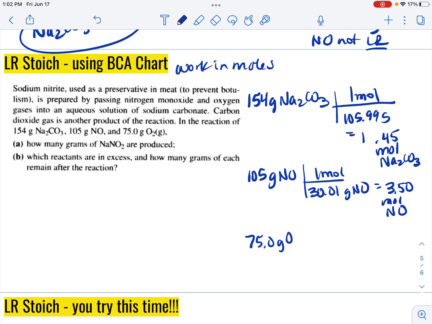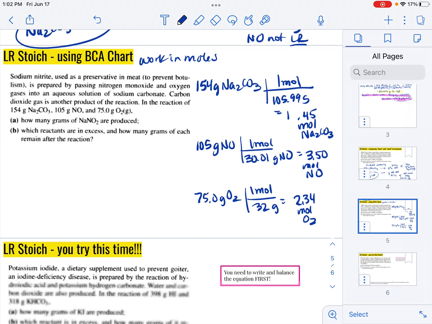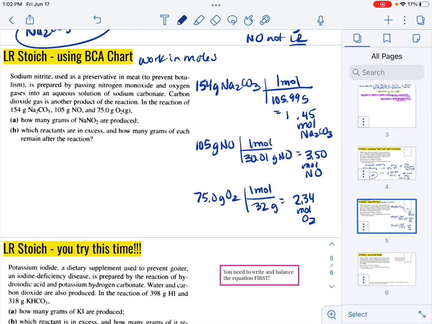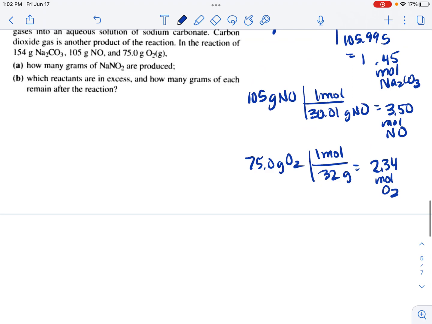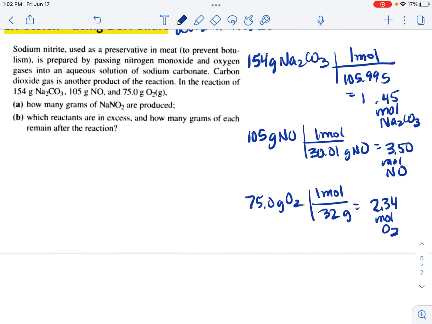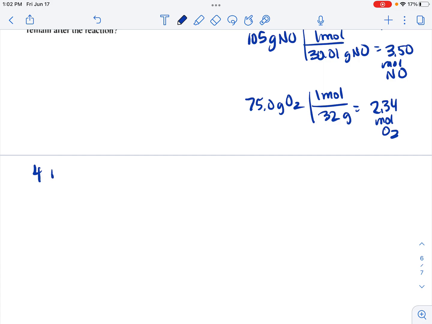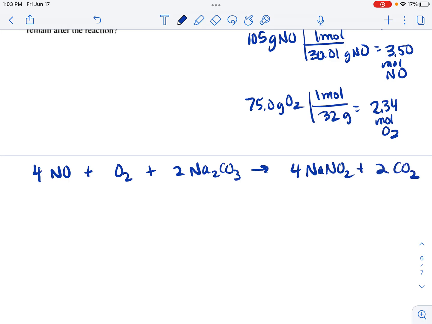And I'm going to do the same thing with the 75 grams of O2. 1 mole of O2 is 32 grams, and this is going to give me 2.34 moles of O2 to start. And I'm going to do a BCA chart. So I'm going to rewrite my equation, make it really big here, as 4NO plus O2 plus 2 Na2CO3 yields 4 NaNO2 and 2 CO2.